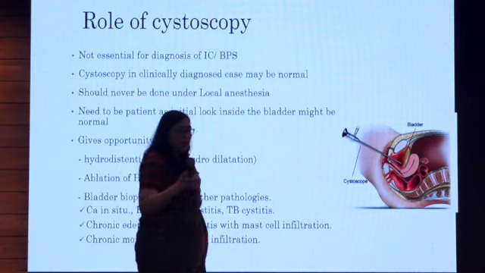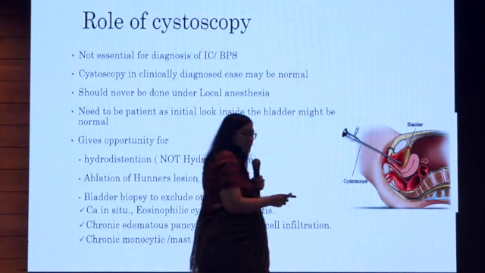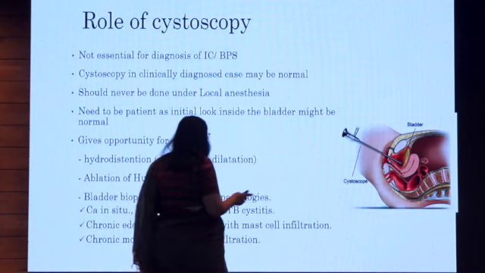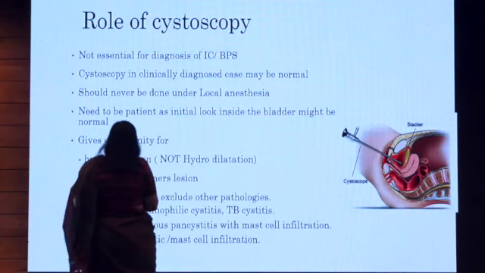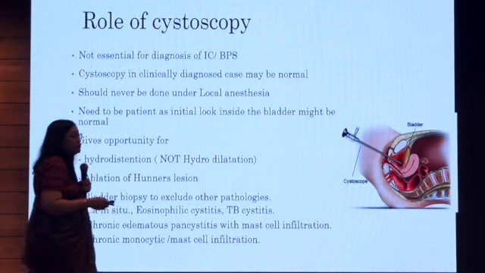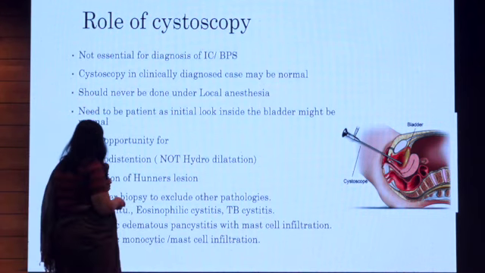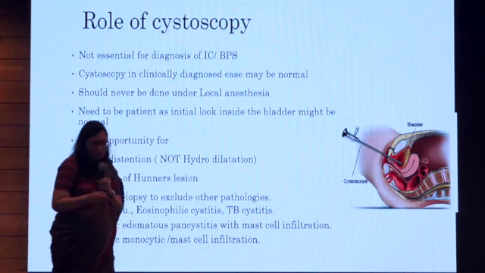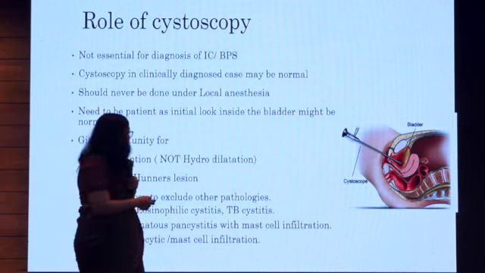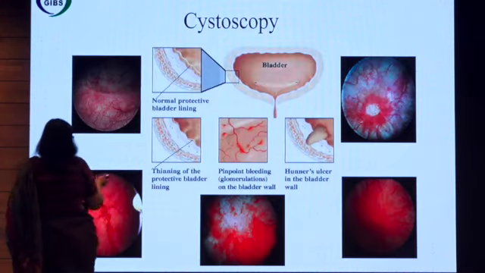If you want to do a biopsy, you won't be able to do hydrodistension. All these things cannot be done under local anesthesia, even the ablation of Hunner's ulcer, which will give immediate relief in these patients. So for these indications, it should be done under anesthesia only. So these could be the cystoscopic features.